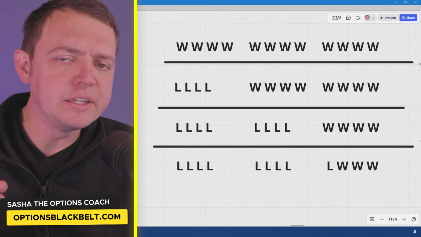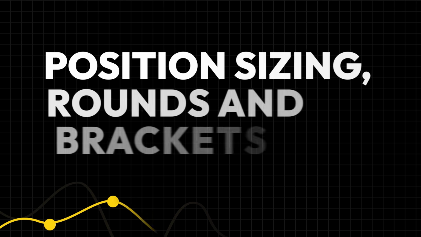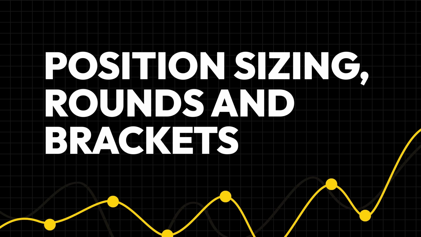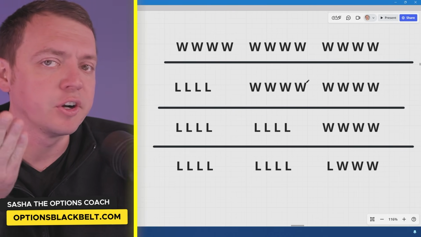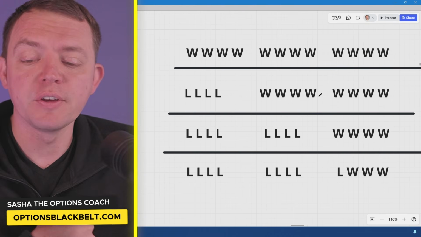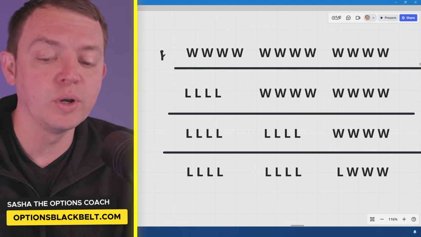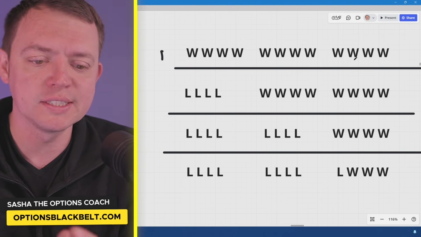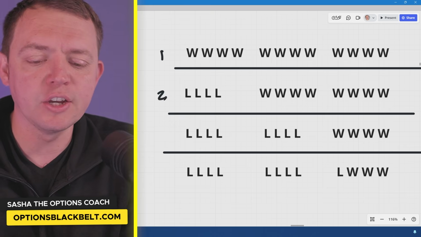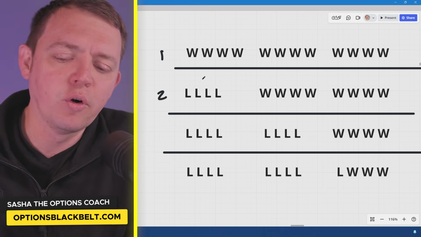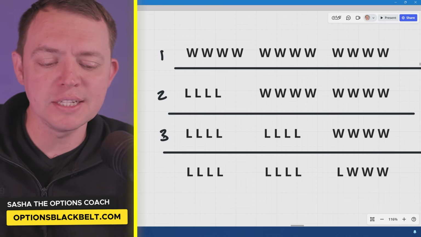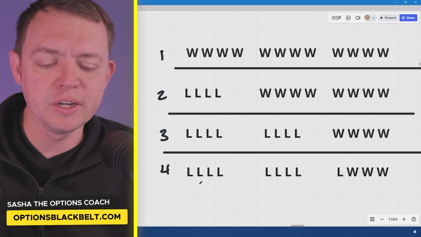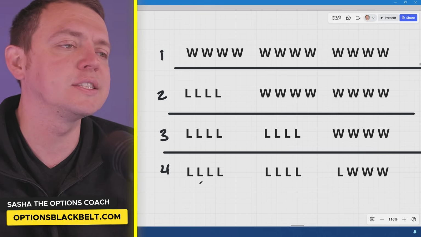The second thing we need to think about is position sizing, and also thinking about rounds and brackets. Now, when we look at this win-loss ratio, I've got 4 different groups here. Group number 1 has a ton of wins: 12 full wins. This is what most people want to see. In the second group, we've got the first four losses. The third group has 8 losses out of the 12. And in the fourth group, we've got a little bit more losses coming in.